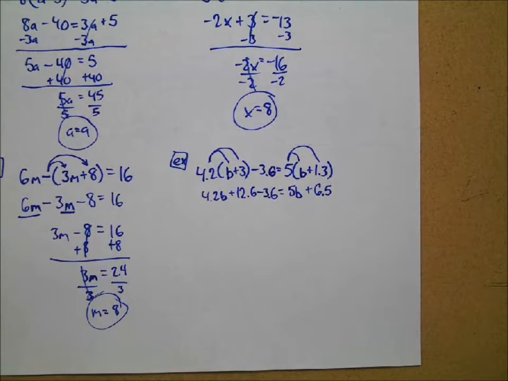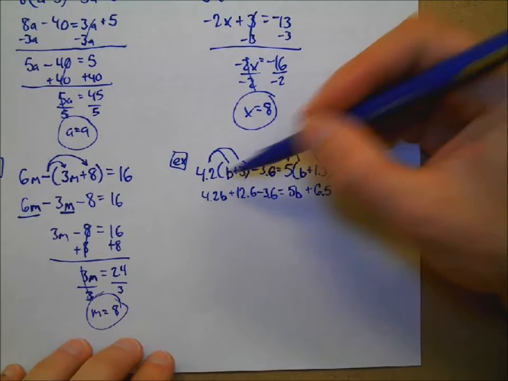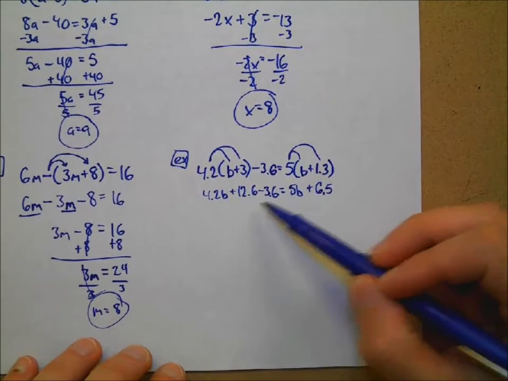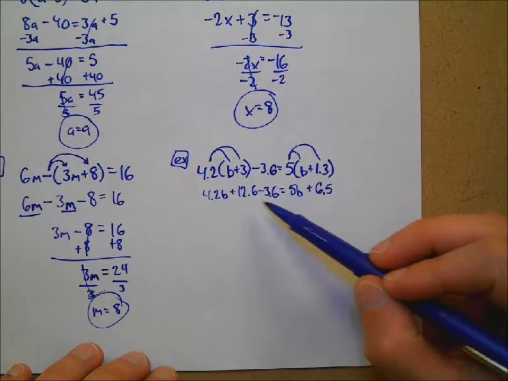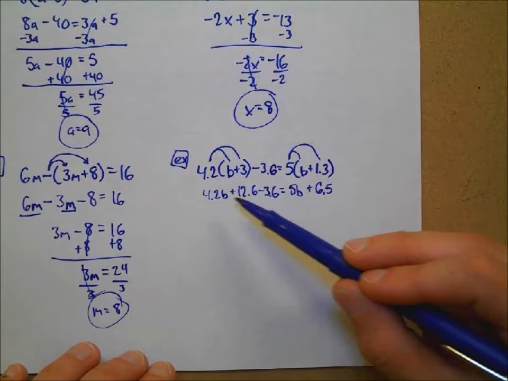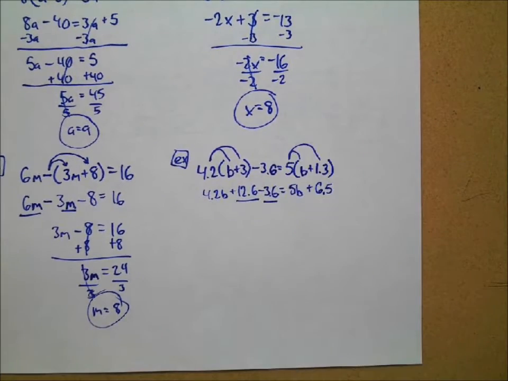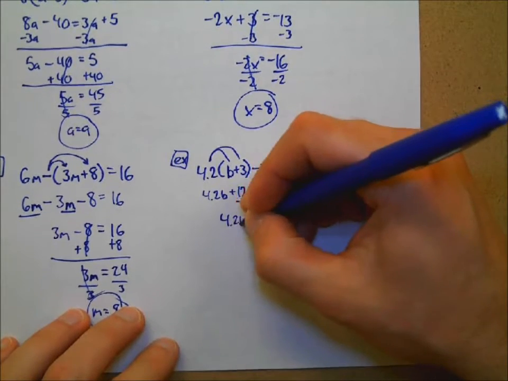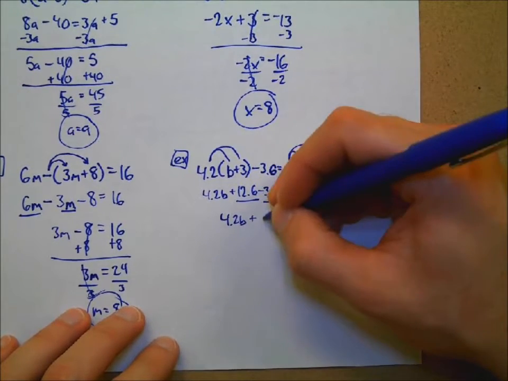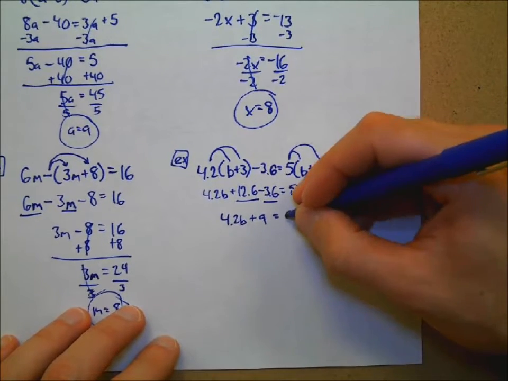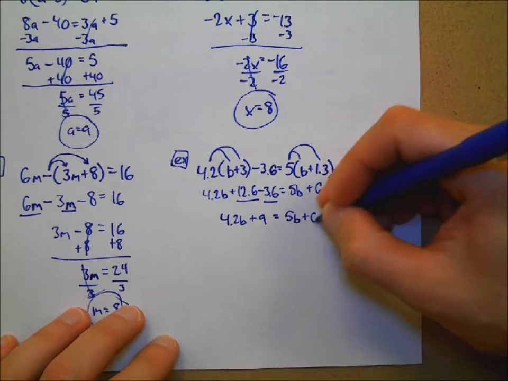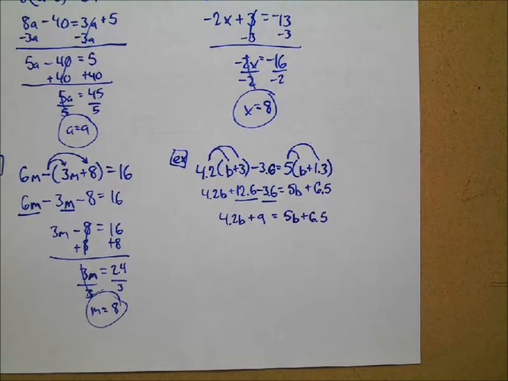All right, so anyway, we have distribution. We did that. Now looking at the left-hand side, is there anything I can do here? Combine the 12.6 and then minus 3.6. All right, we have like terms to combine there. So 4.2b, 12.6 minus 3.6 is 9. And 5b plus the 6.5. So there it is. Now we have variables on both sides.